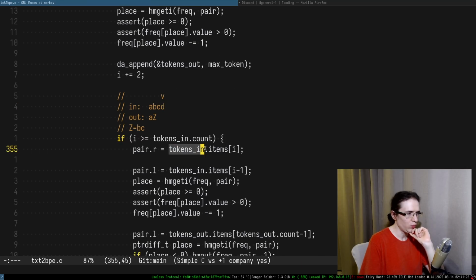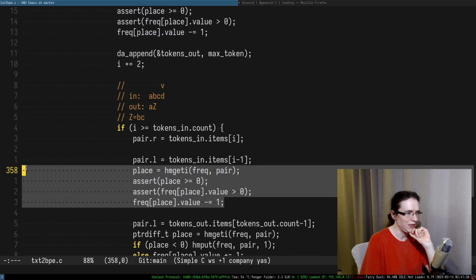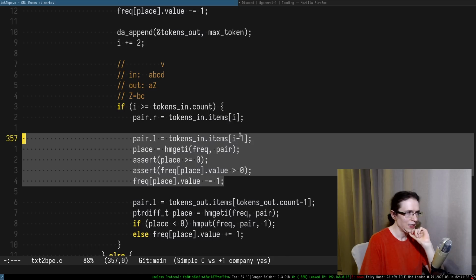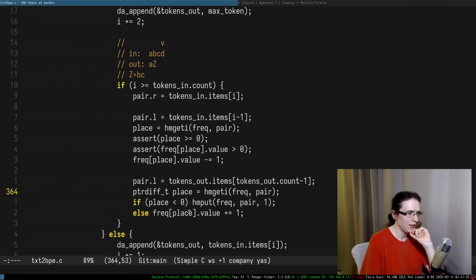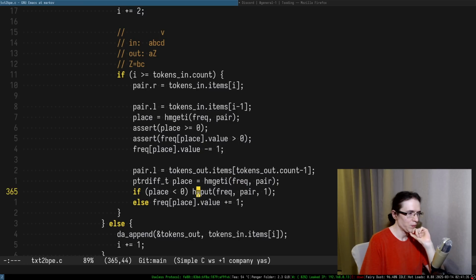Okay, so for the right one, tokens in, it's this one. For the left one, tokens in previous one, because that's the one that we're going to be decrementing. Okay, makes sense. Now the left one is the one that we just appended into the tokens. Right, so, and yeah.